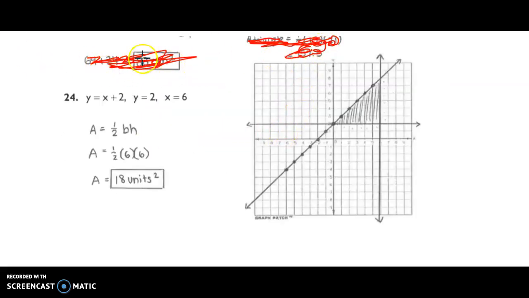So here I scratched out these answers from the previous problem, but I would say this is a very, very good example to go over. Hint, hint: you've got to remember how to graph. Y equals x plus 2, intercept at 2, slope of 1. Y equals 2, remember, that's a horizontal line, so at 2. X equals 6 is a vertical line. And so it creates this triangle. We're asking you to find the area of the triangle formed by these 3 lines.